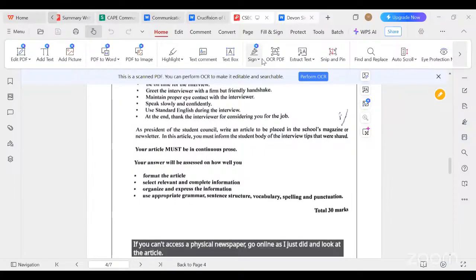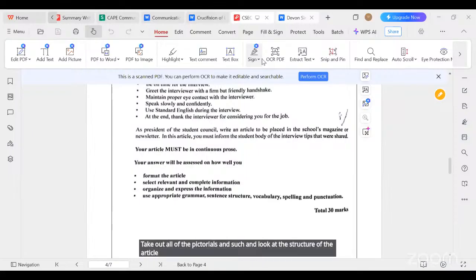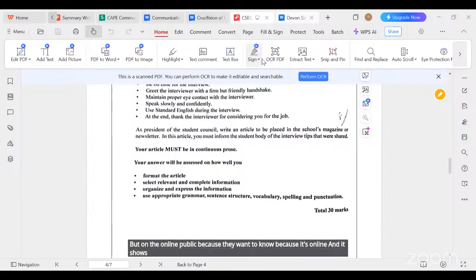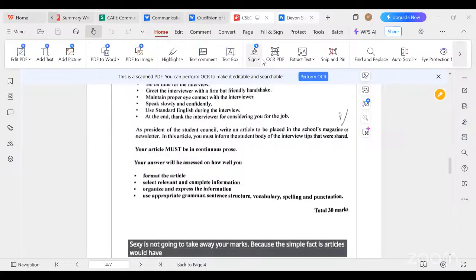Take out all of the pictorials and such, and look at the structure of the article, what is expected of you. You notice that when I wrote the article, I did not put the date under the byline, but on the online publication, because it's online, it shows the date that the article was published. There's a date under the byline. If you decide that the exam is May 5th, and you write May 5th, 2025 under your byline, CXC is not going to take away your marks, because the simple fact is articles will have the date of publication.